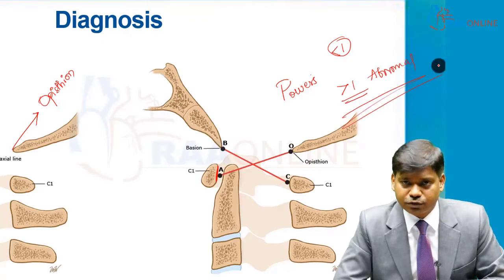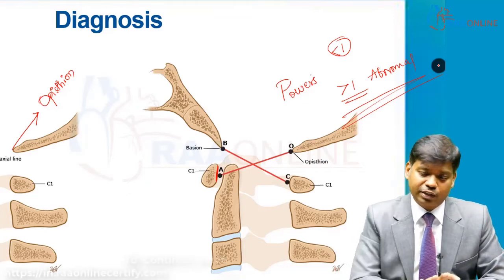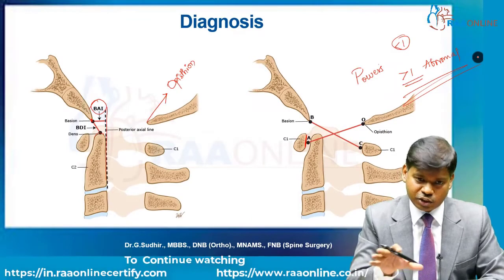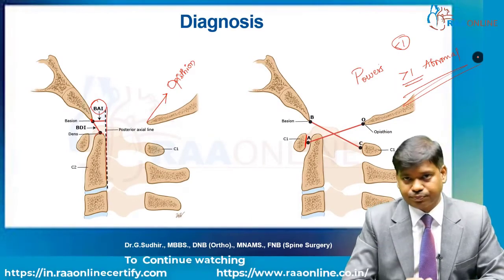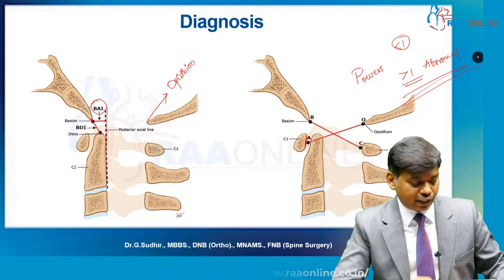But now, after the advent of CT scan and MRI scan, it is quite easily visible. But even then, these parameters are very important to know whether there is an instability at this region or not, because CT scan and MRI are usually static images.